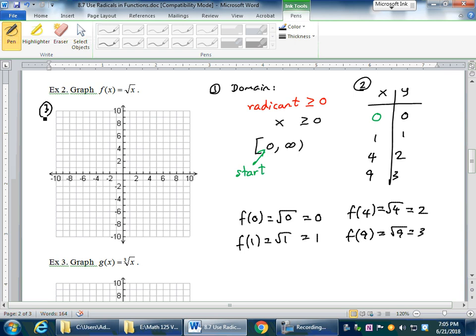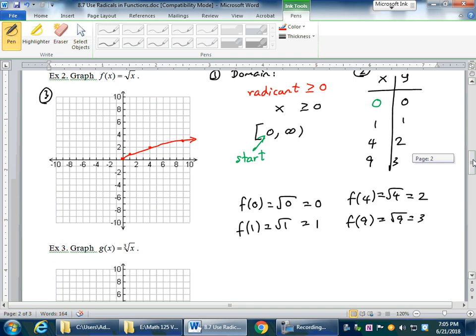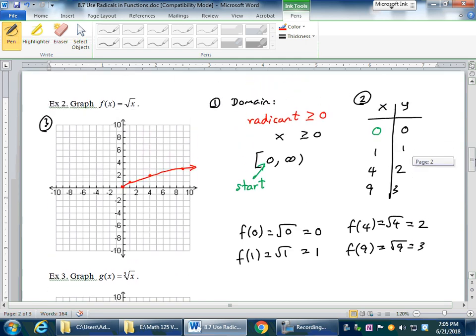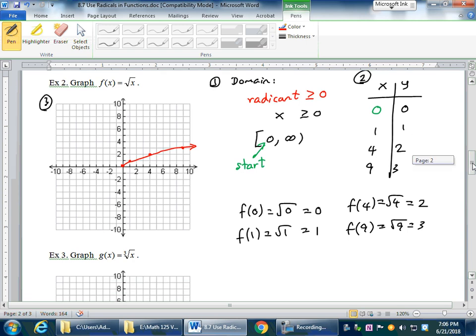So now my graph will become: at 0 it is 0, at 1 it is 1, at 4 it is 2, and at 9 it is 3. And remember that the square root graph is a parabola halfway. So here's the trick: if it is a square root graph, find the domain first. That will give you the starting point, and then use the starting point to plot the ordered pairs, find the solutions, and then graph them. And this is the parent graph of the square root.